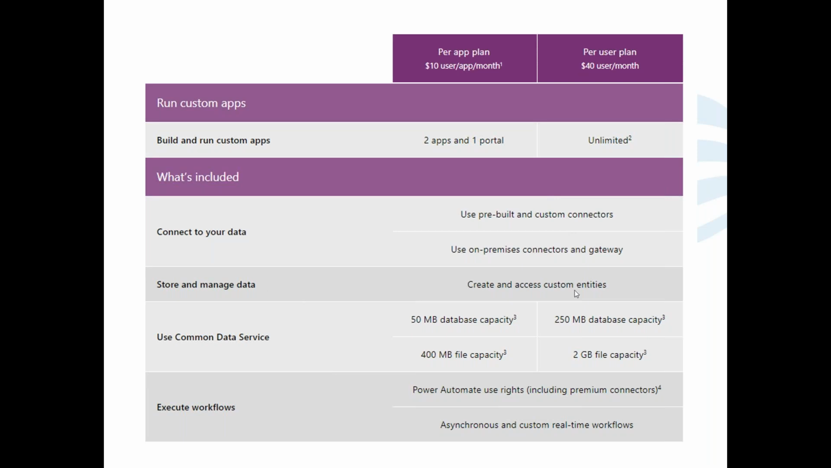You can store and manage custom data in the common data service. You get these capabilities, capacities, and you have some Power Automate use rights, including the Power connectors. You can also expand the capability with extra add-ons, at extra cost per month, for using larger amounts of data if you need to. And the same with the API requests, you can have add-ons that will increase the out of the box capability of the subscription. So these are the standalone plans that PowerApps offers.